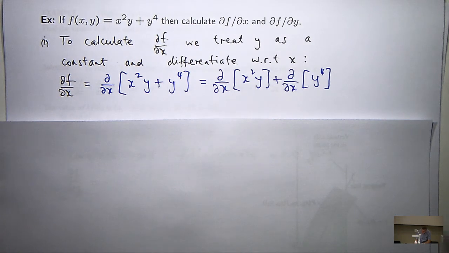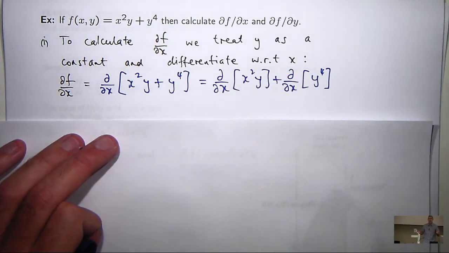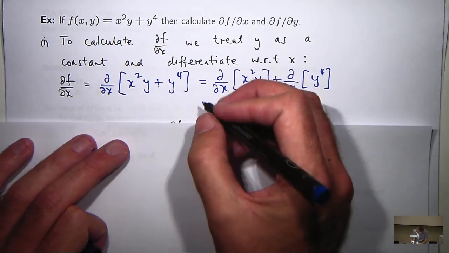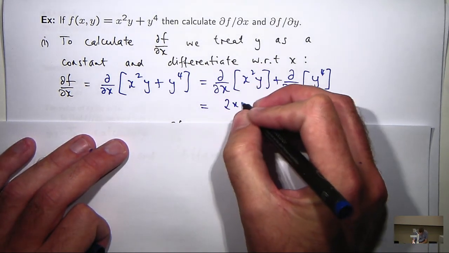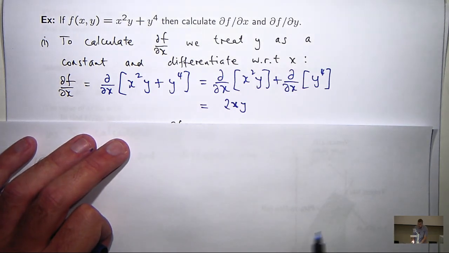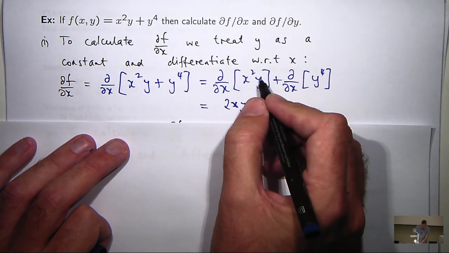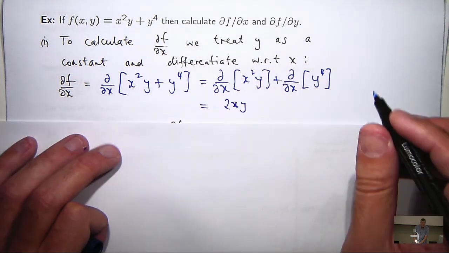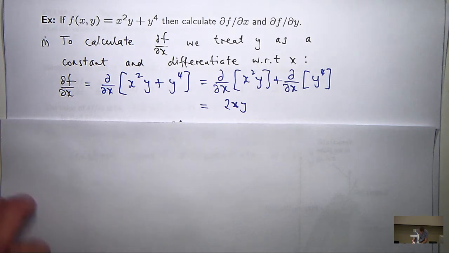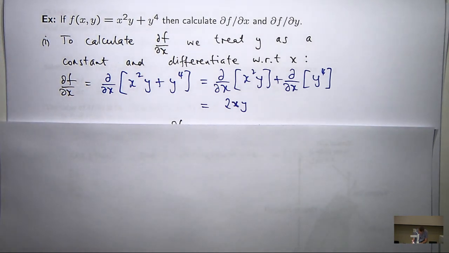What about this second term? I'm imagining y is a constant, and I'm differentiating with respect to x. So it's just going to be 0. That's right. So my partial derivative is another function of two variables, 2xy in this case. It's not always functions of two variables, but in this case it is. Okay, let's have a look at df dy.